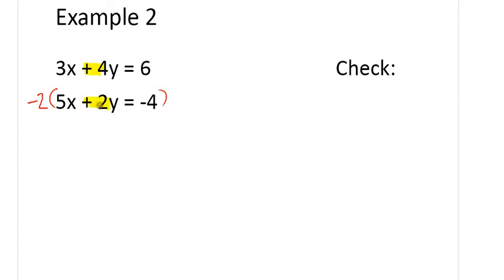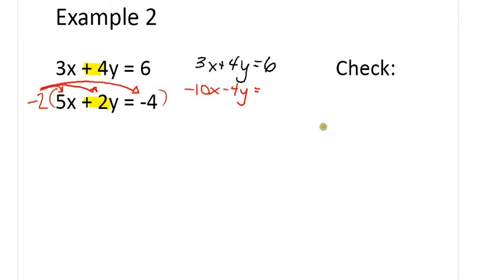It'll change all of the terms, but I'll end up having an additive inverse for that coefficient for y. So really what will happen here is I'll have 3x plus 4y equals 6. This one doesn't change. But once I multiply and distribute that negative 2 to every term in the second equation, this is going to be negative 10x. This is going to be negative 4y. And negative 2 times negative 4 is positive 8.